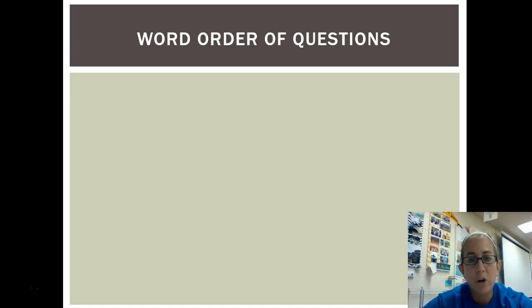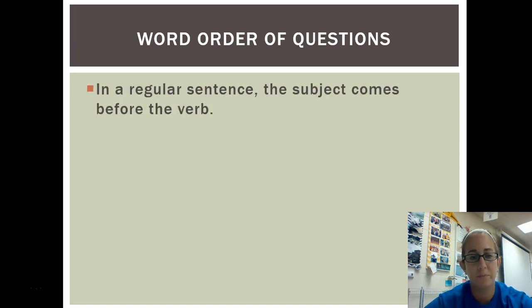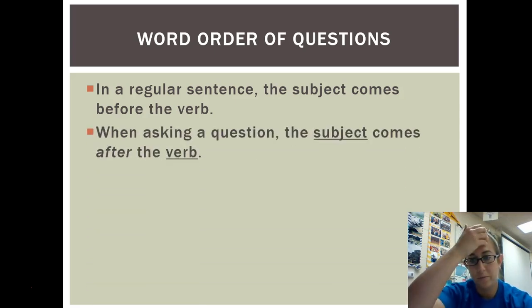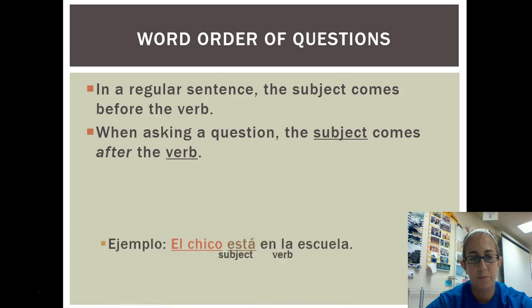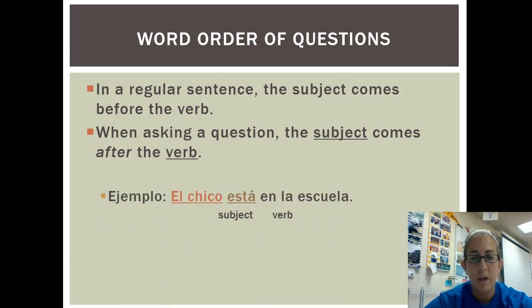Alright, now our word order in questions is a little bit different than how we express statements. So in a regular sentence, our subject comes before the verb. But when we're asking a question, the subject actually comes after the verb. So let's look at an example. El chico está en la escuela. So we've got el chico is the subject and está is our verb.